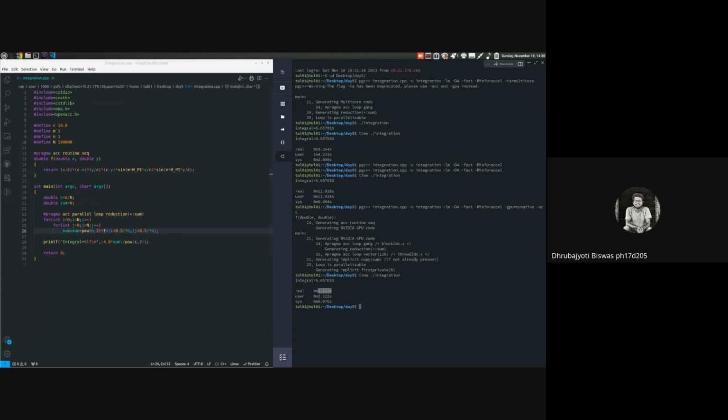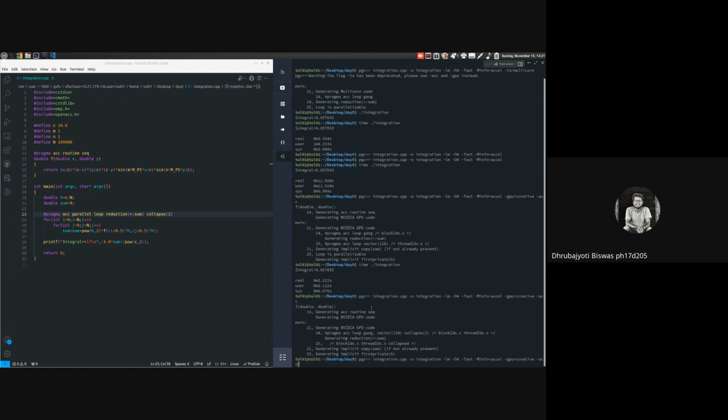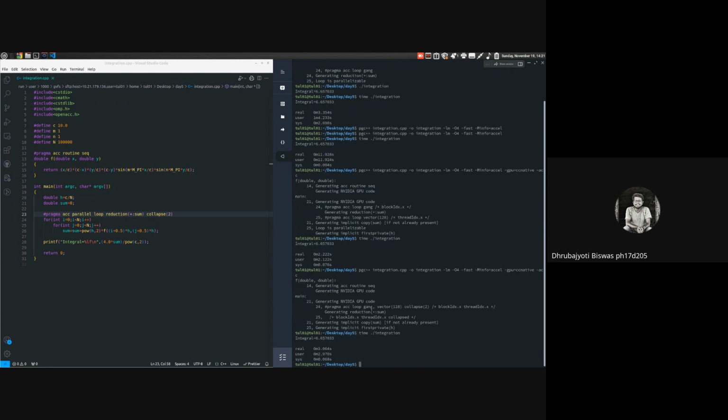Now what I think somebody asked is, what about adding a collapse? Okay, so we will add the collapse and see. Yeah, now you can see that it is actually slower than without the collapse. Can anybody guess why? Generally, collapse is supposed to be better.